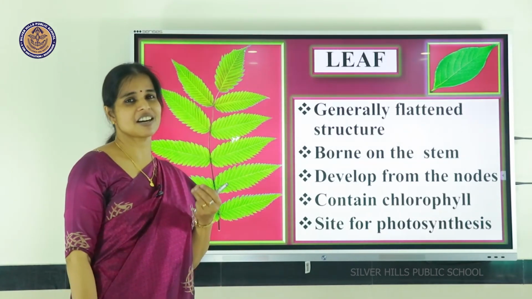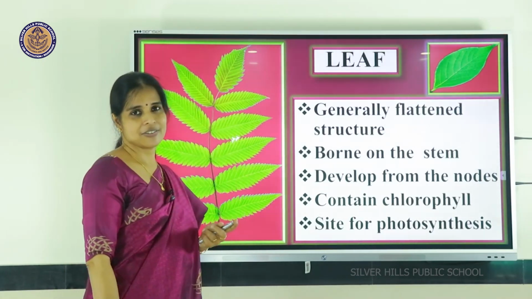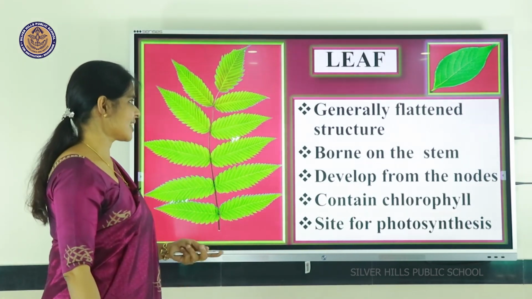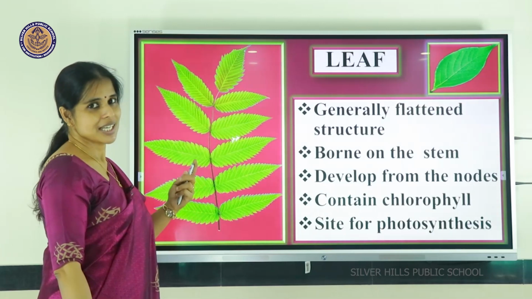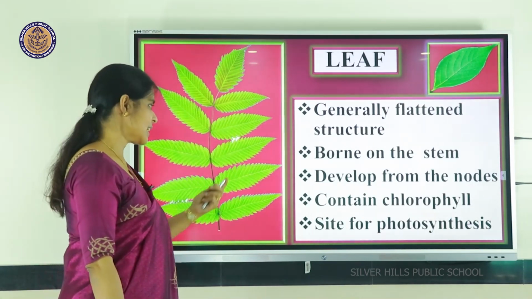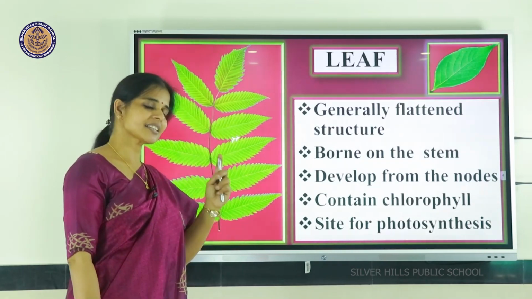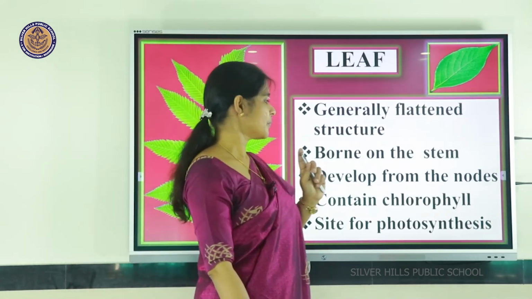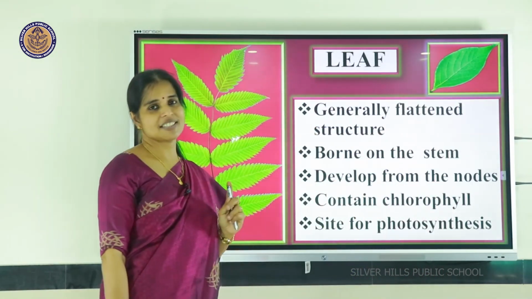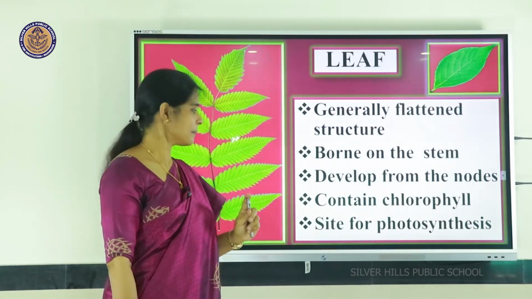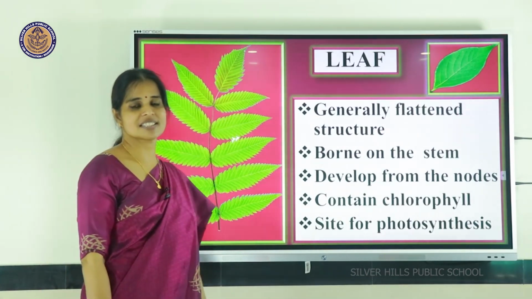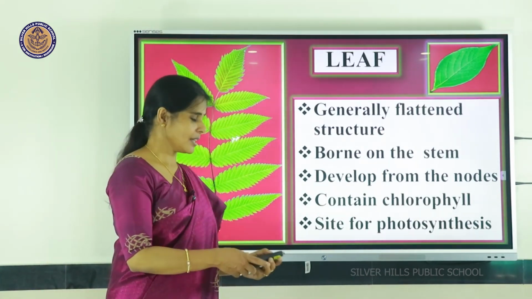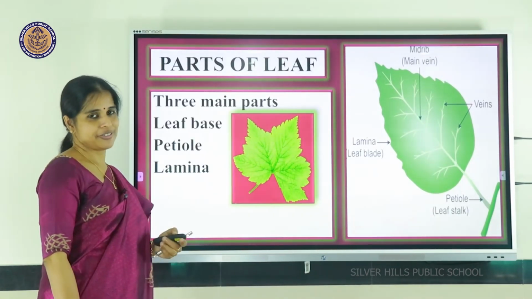We must have seen different colored leaves also. Leaf is a very familiar part for us, which is generally a flattened structure borne on the stem. It develops from the nodes. Generally, the color is green because it contains chlorophyll and it is the site for photosynthesis. So, what are the characteristic features of the leaf? Generally a flattened structure, borne on the stem, developed from the nodes, containing chlorophyll, and because of that it is the site for photosynthesis.